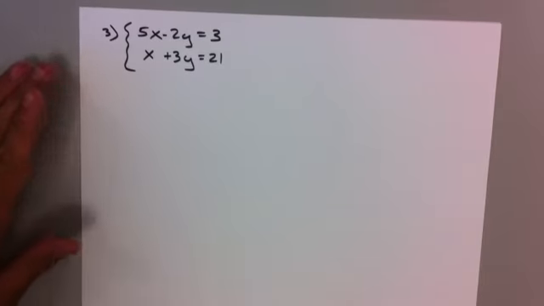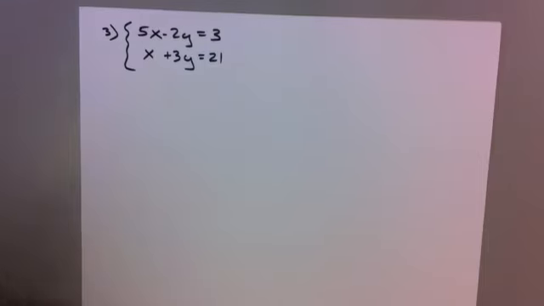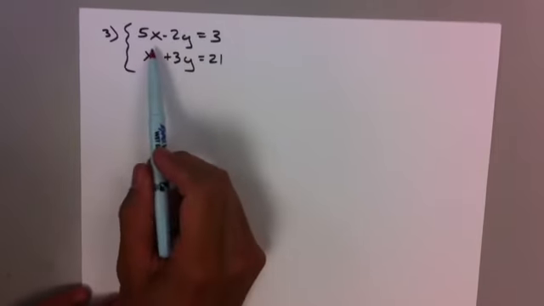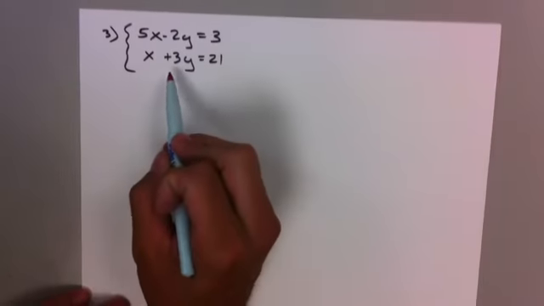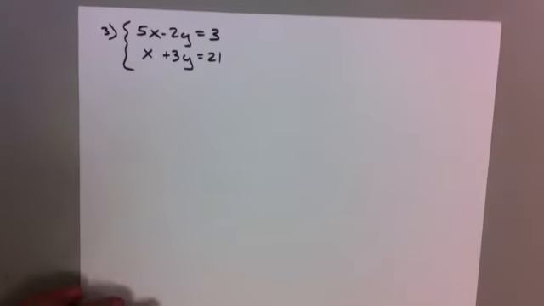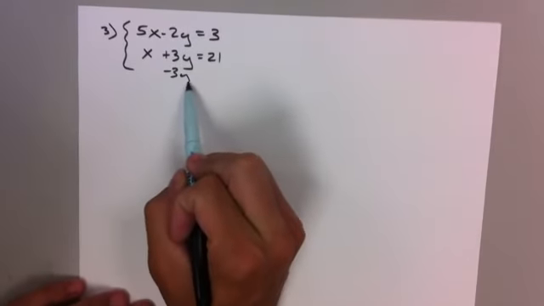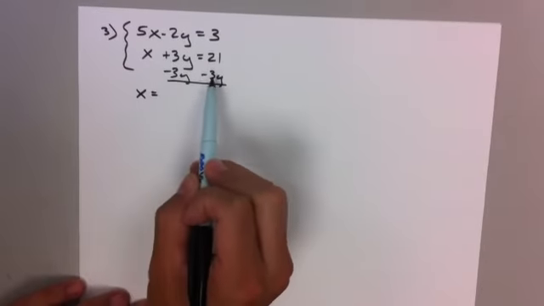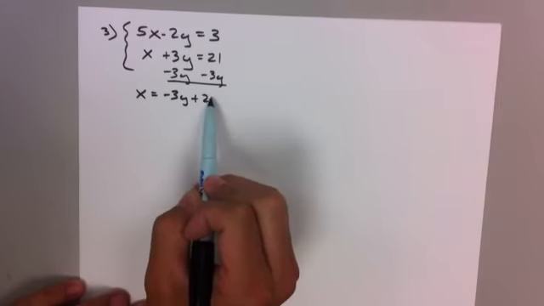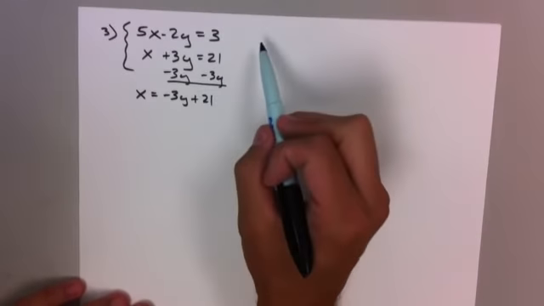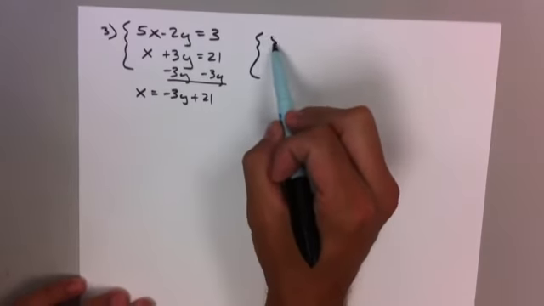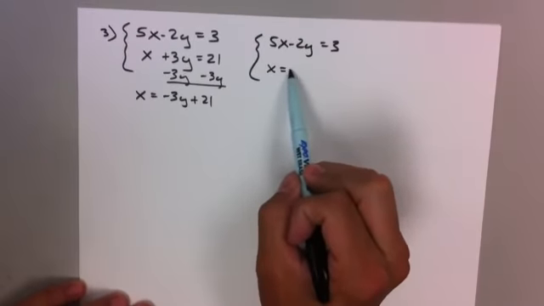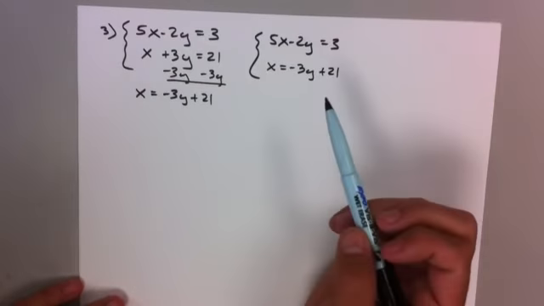Okay, so first thing is I would get one of the variables by itself. Again, as I look at this one, I notice that this x is sitting here all by itself. So I'm going to just subtract that 3y to the other side. So I get x equals negative 3y plus 21. Now if I just rewrite this here for a second, I have 5x minus 2y equals 3. Then I have x equals negative 3y plus 21.